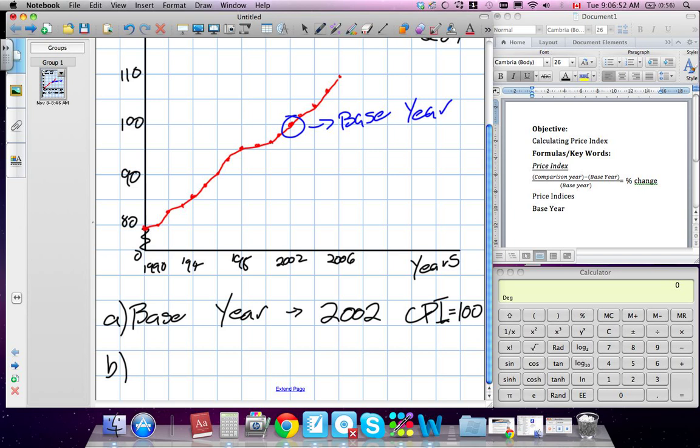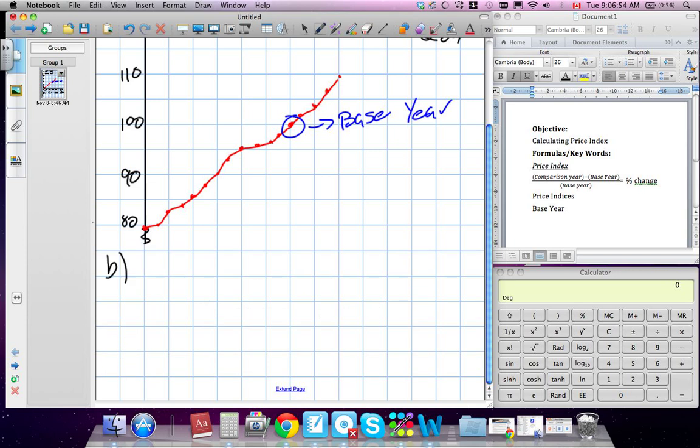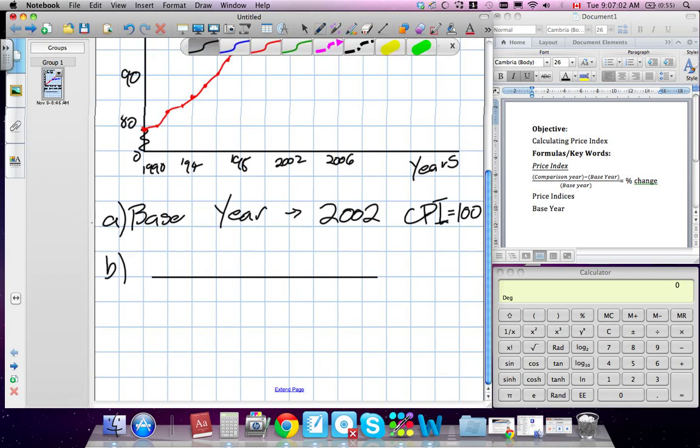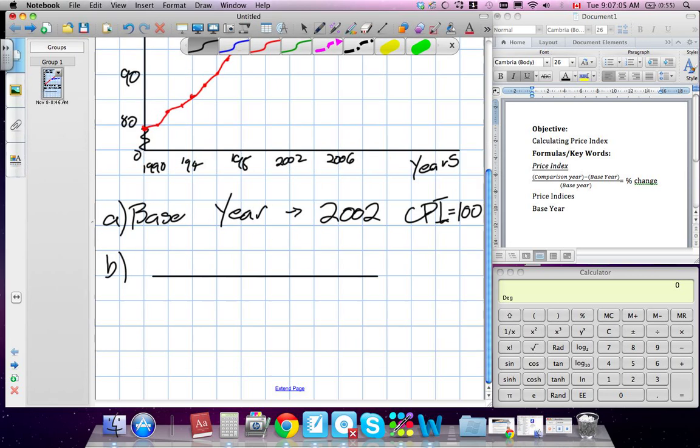we're going to use our formula. We're looking for the comparison year, okay? And what has happened is we've had a percentage change of what? Since we're looking for a CPI of 90. Does anyone know what the percentage change is from 100 to 90? 10. Good. So we're subtracting 10%. Okay? That's our percentage change.